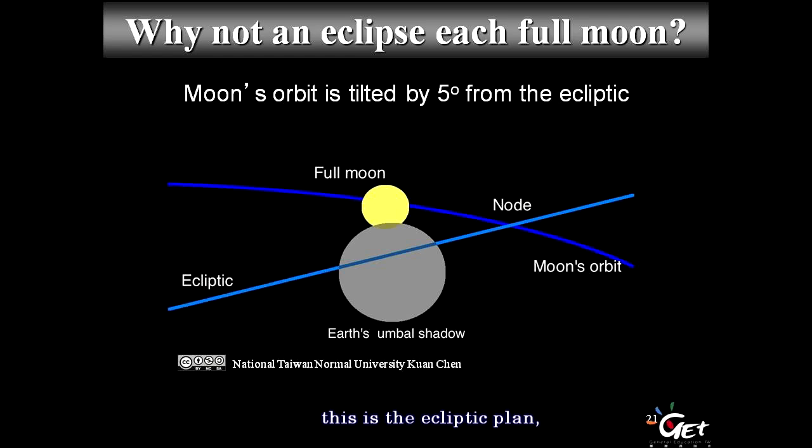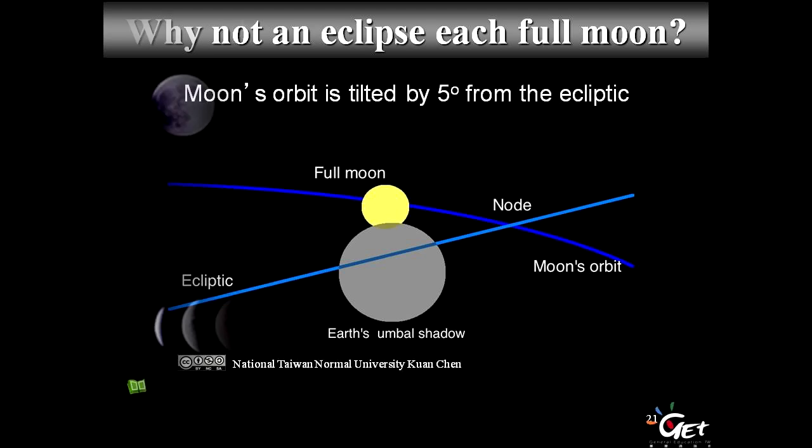So this is another way to show it. This is the ecliptic plane. This is the projection of the shadow of the Earth on the sky. And this is the moon orbit. It's slightly tilted. So sometimes when you have a node, you will have a full eclipse, and sometimes you just have a slight effect of eclipse here, when you have just part of the moon that is not covered.